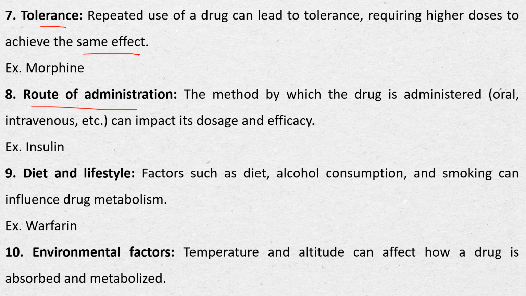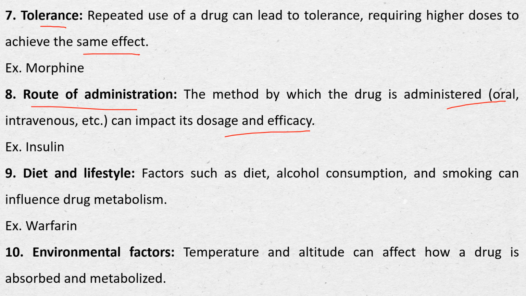Next is route of administration. The method by which the drug is administered, for example oral route, intravenous route, etc., can impact its dosage and efficacy. For example, let's see insulin. Insulin's effectiveness can vary with the different routes of administration. Subcutaneous insulin injections might require higher dosages compared to intravenous insulin to achieve the same blood sugar control. This is because intravenous administration delivers the insulin directly into the bloodstream, resulting in a quicker and more potent effect.